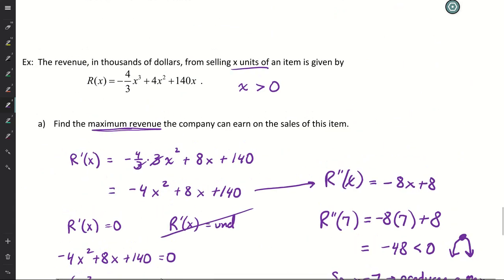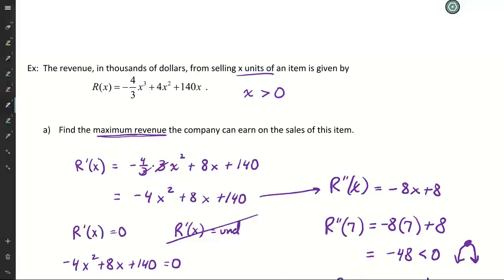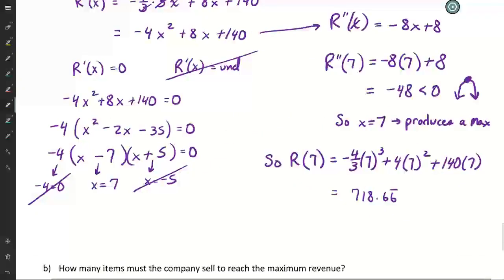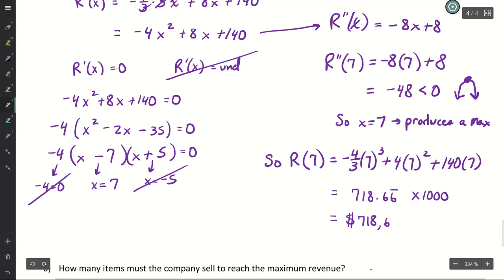However, going back up to the beginning of the problem, it says the revenue is actually in thousands of dollars. So what we're going to have to do is multiply our result by 1,000 to get our final answer. So multiplying that by 1,000, you're going to end up with $718,666.67 if we round that to the nearest dollar and cent.